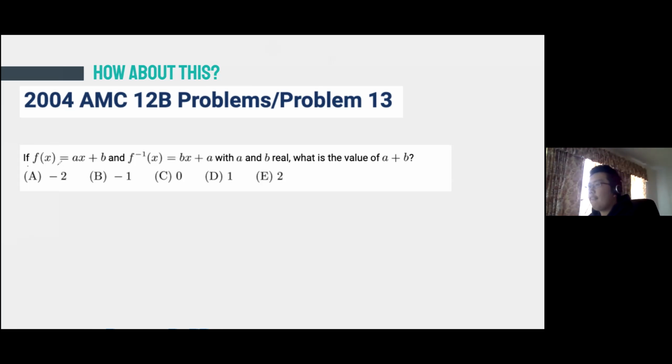So let's first look at what we have. Let's analyze this question. We have f(x) equals ax plus b, and we also have f inverse of x equals bx plus a. Which means that if you give me an x, I can give you an ax plus b. And if you give me an f inverse of x, I can get back bx plus a. And I want the value of a plus b.